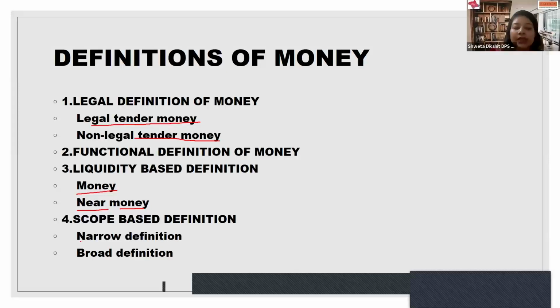Now, scope-based definitions: narrow definition and broad definition. As per the narrow definition, we comprise only money, that is currency and coin, but the broad definition talks about everything which is acting as money. Maybe the check, ATM cards, credit cards, and also gold and silver, which can easily function as money, like they can easily be exchanged for rupees. So they are the broader concepts which talk about everything other than currency and coins.